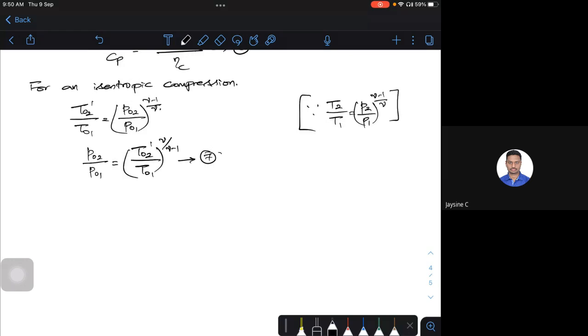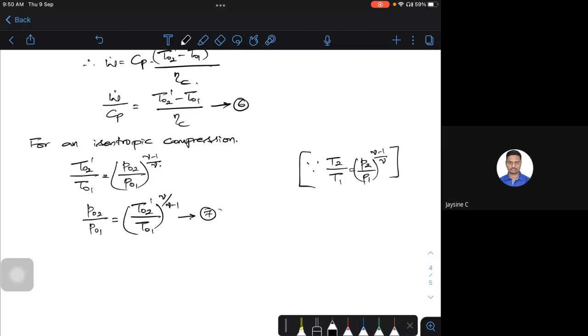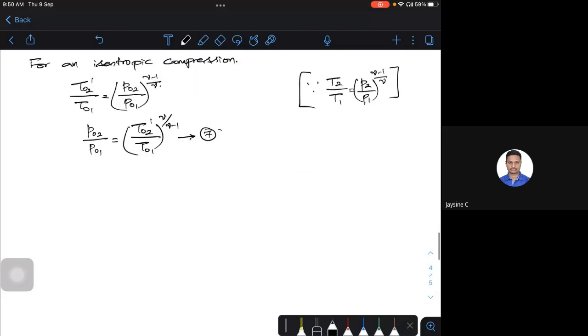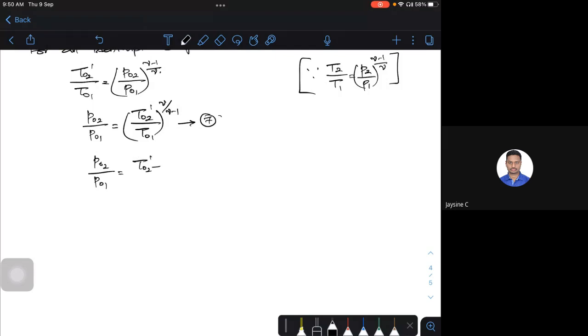Okay. Now what I'm going to do here is some kind of modification, some kind of an addition or subtraction, so that I can substitute this particular thing over here. That is, I will substitute T02 dash by T01 here. So add and subtract T01 in the numerator. Okay. So that is P02 dash by P01. P02 dash means it's P02 only, because P02 dash and P02 both are the same. P02 by P01 is equal to T02 dash minus T01 plus T01 divided by T01 whole to the power of gamma by gamma minus 1. So that is add and subtract T01 in the numerator.